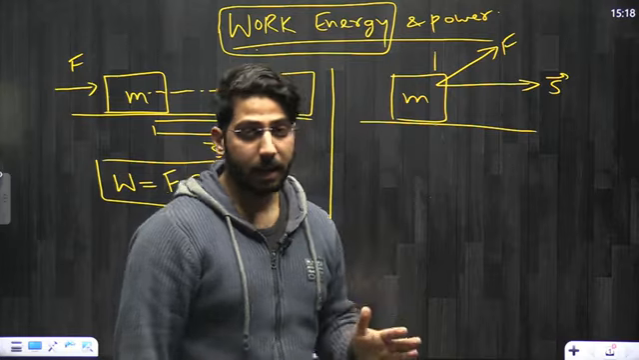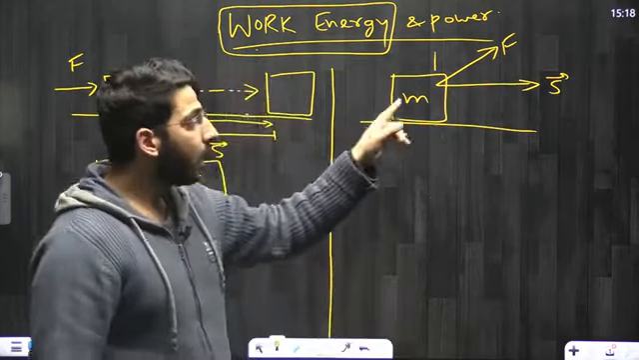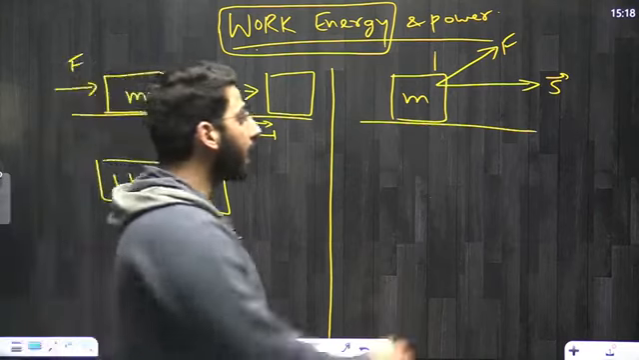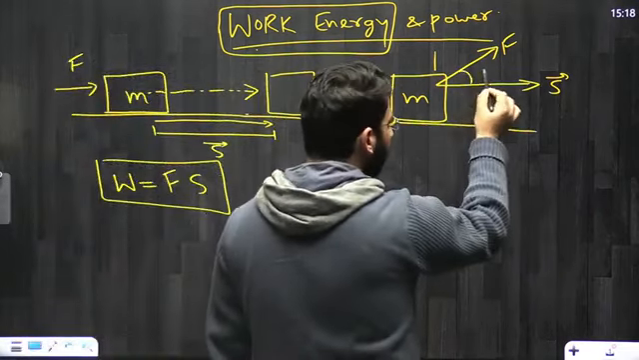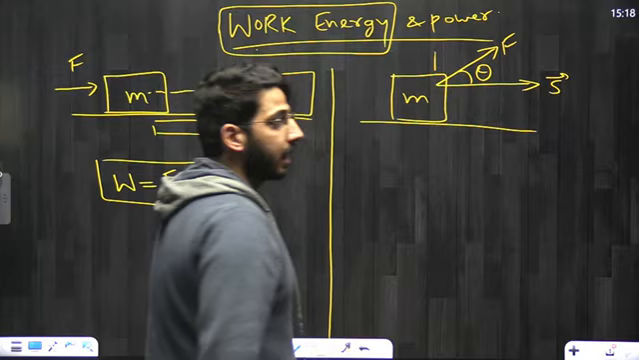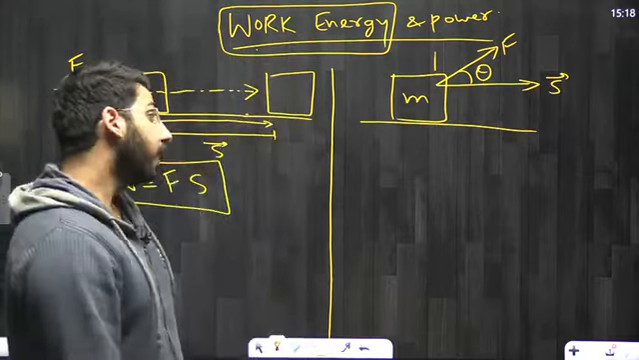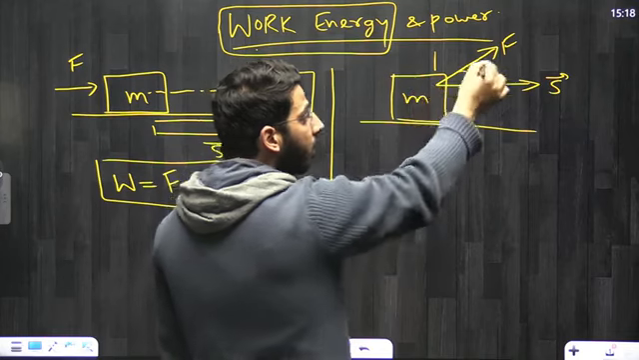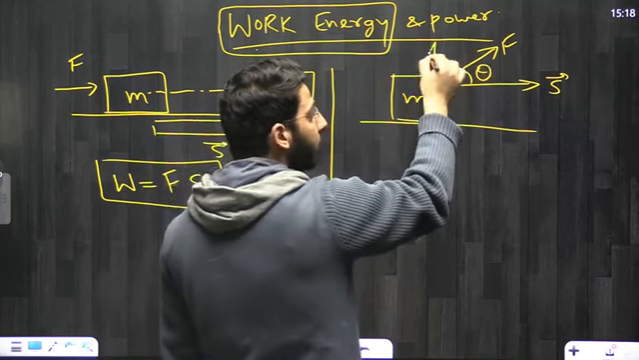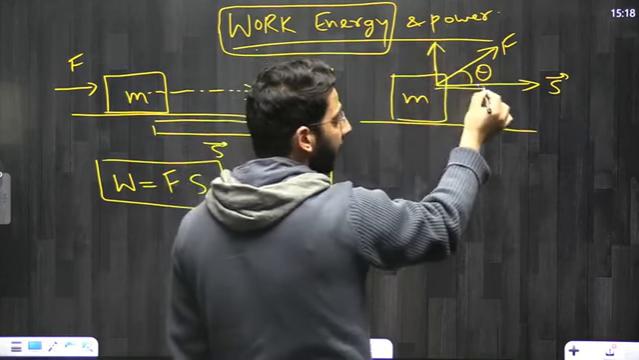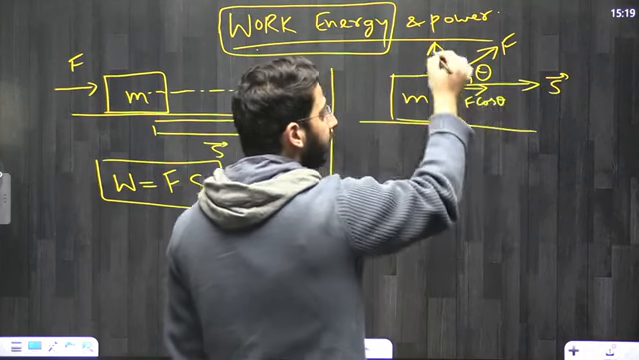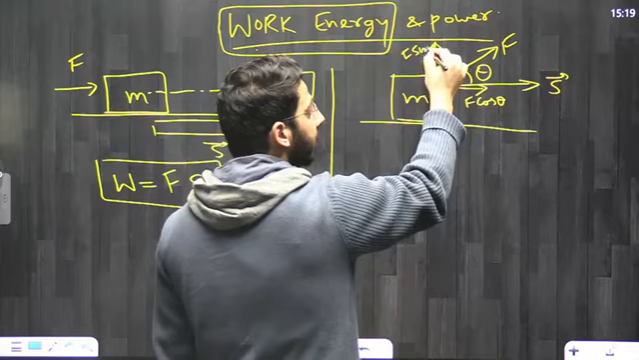We can clearly see that now the angle between force and displacement is not zero. That means they are not parallel, they are not in the same direction. So let's call this angle theta. What will be the work done here? This force has two components: this component I will call F cos theta, and this component I'll call F sine theta.